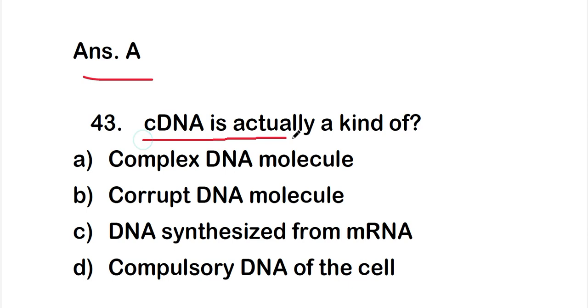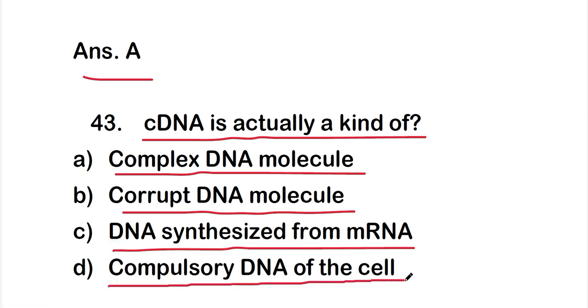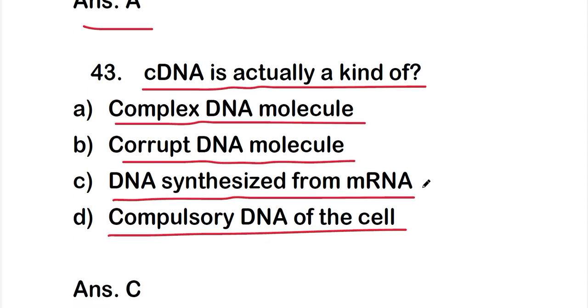Okay, so let's move on to next question, that is question number 43. So cDNA is actually a kind of, option A, that is complex DNA molecule, option B, corrupt DNA molecule, or option C, DNA synthesized from mRNA, or option D, compulsory DNA of the cell. So the right answer is option C, that is DNA synthesized from mRNA is known as cDNA.